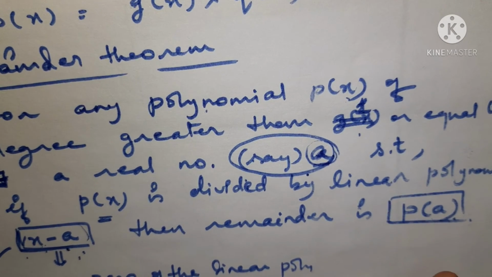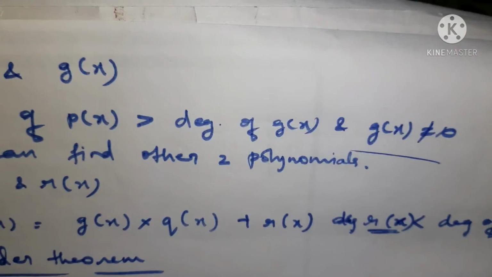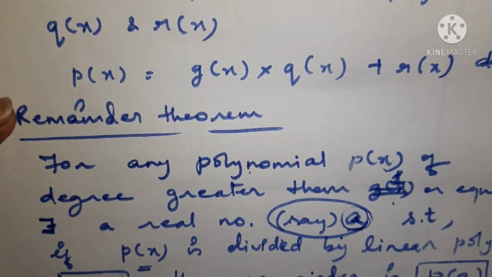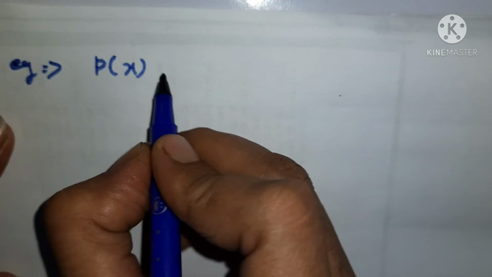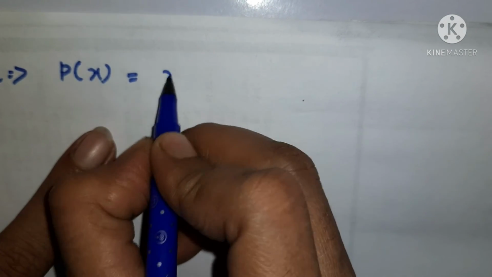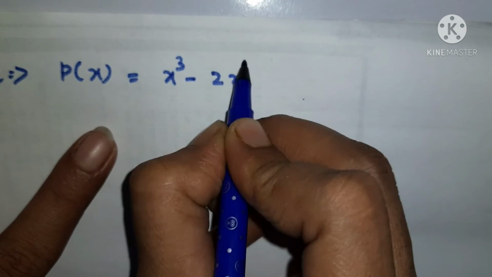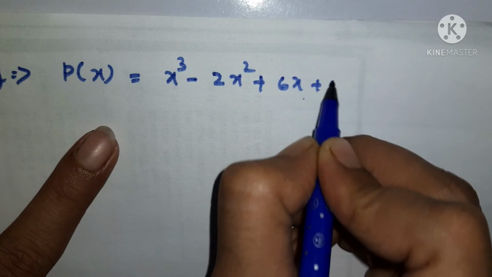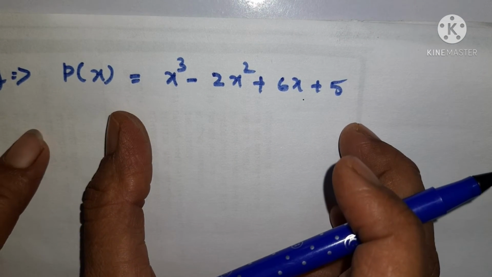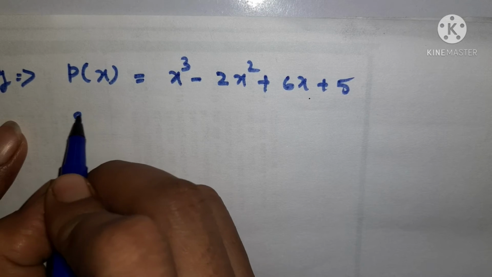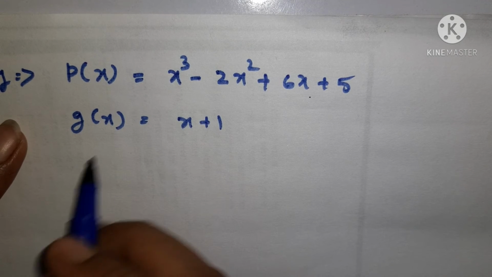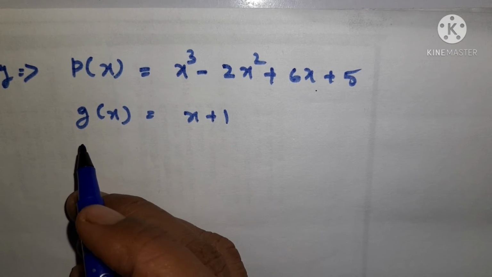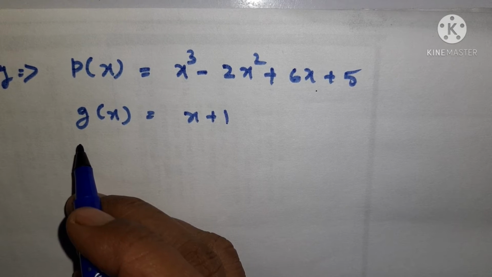Let's try to do one question, and then it will be more clear to you. Okay, so let's consider one example. Say you are having p(x), the value of p(x), suppose is equal to x cube minus 2x square plus 6x plus 5. Suppose you are given this type of polynomial, and say you are having g(x) as x plus 1. Now what is our purpose here? We have to find what the remainder is.